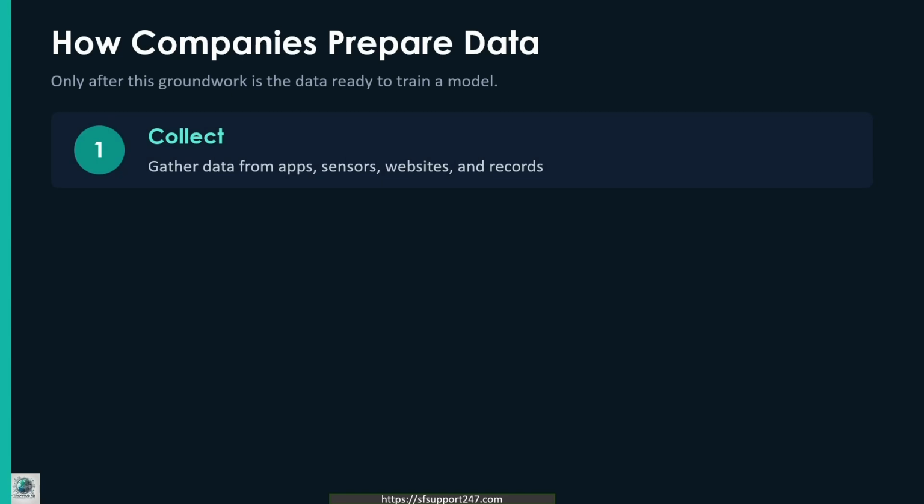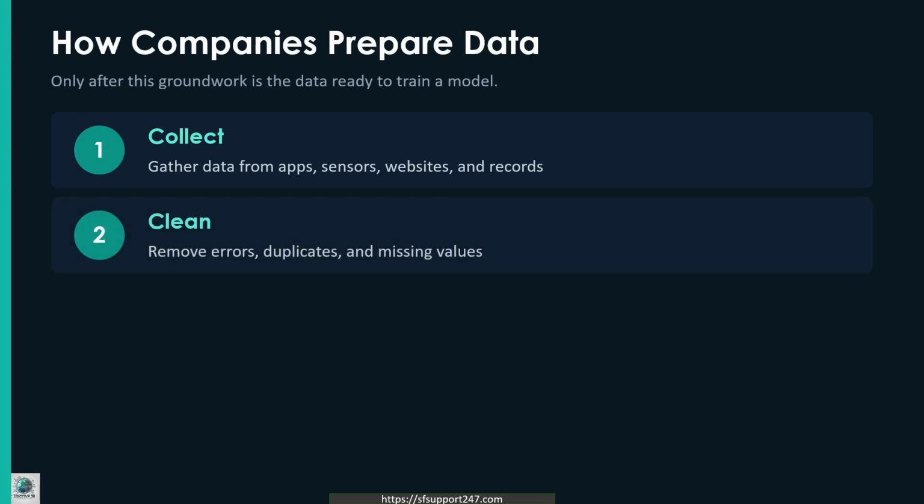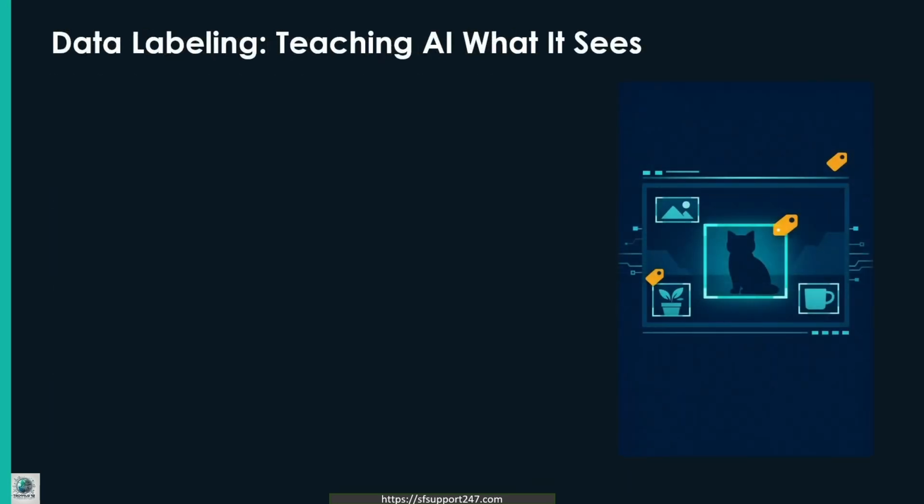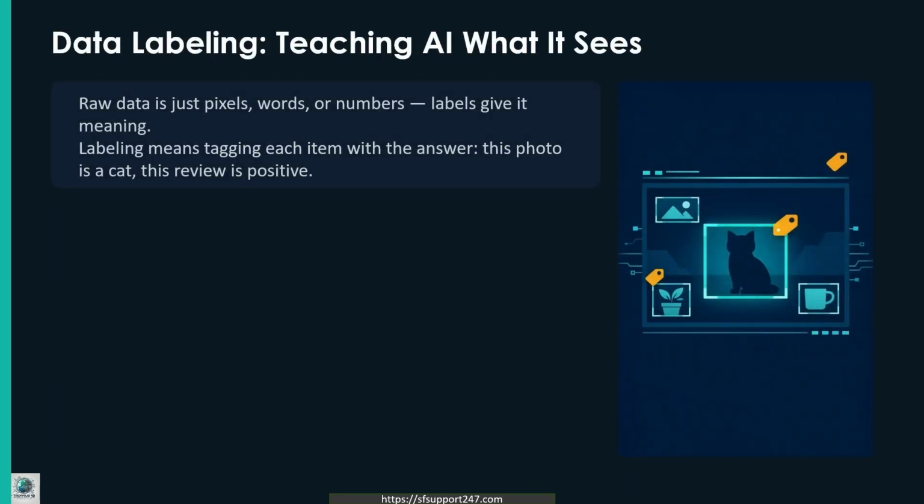First, before you train any AI or LLM system, you have to collect the data, then clean the data, remove the errors, duplicates, and label the data. Data labeling teaches AI what it sees. In this example, you can see the cat is there. First, we have to label the data, and there is a flower pot. We need to label it.